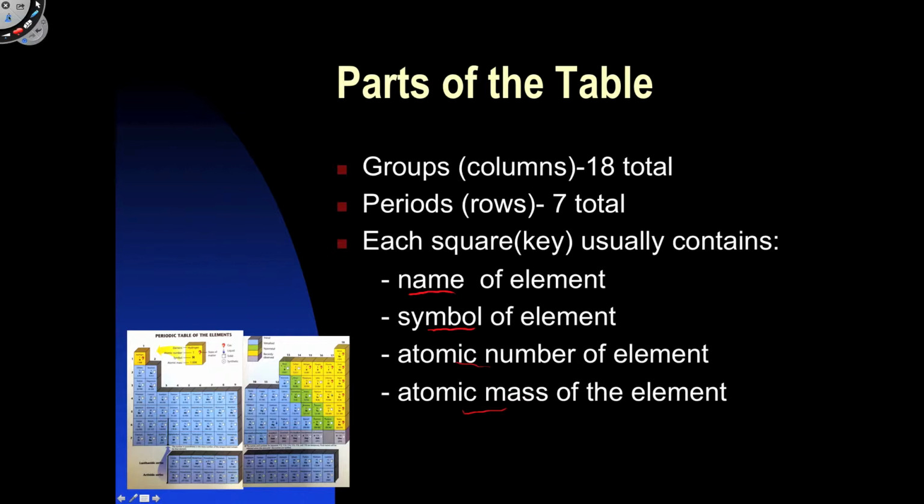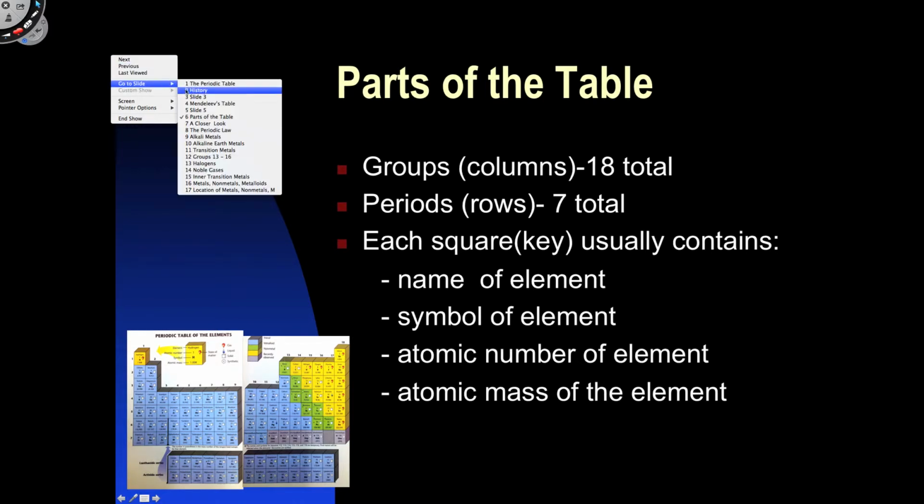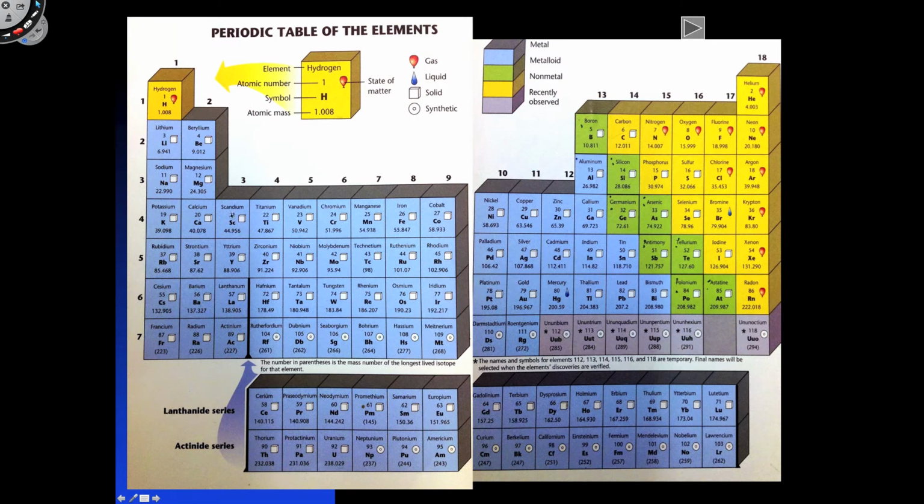Of course, if we go back and we look at the periodic table a little bit better. Better view. We see that this periodic table has just that. So for example, titanium, its symbol is Ti, its atomic number is 22, and its atomic mass is 47.867. So the decimal number is the atomic mass, and the whole number is the atomic number.